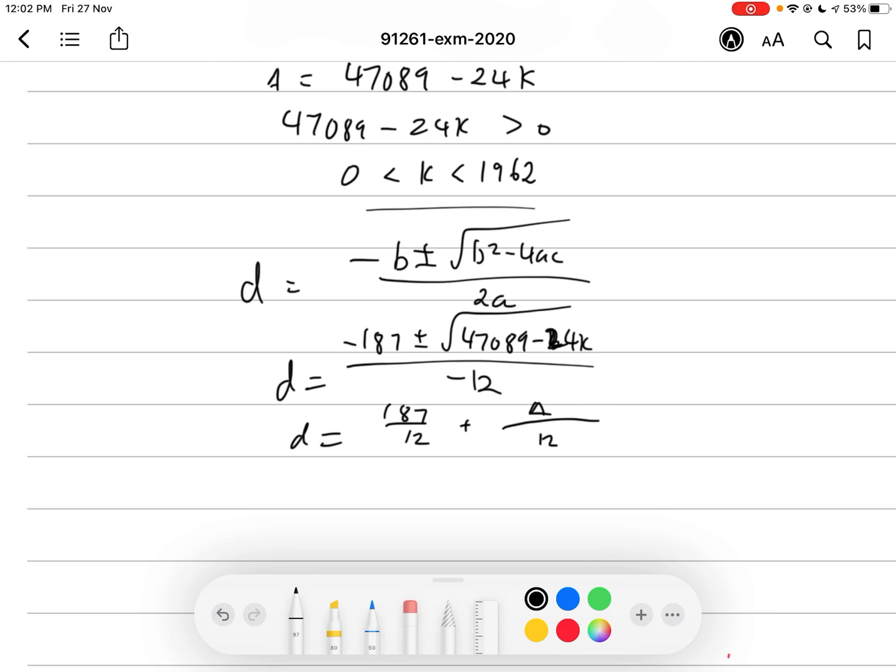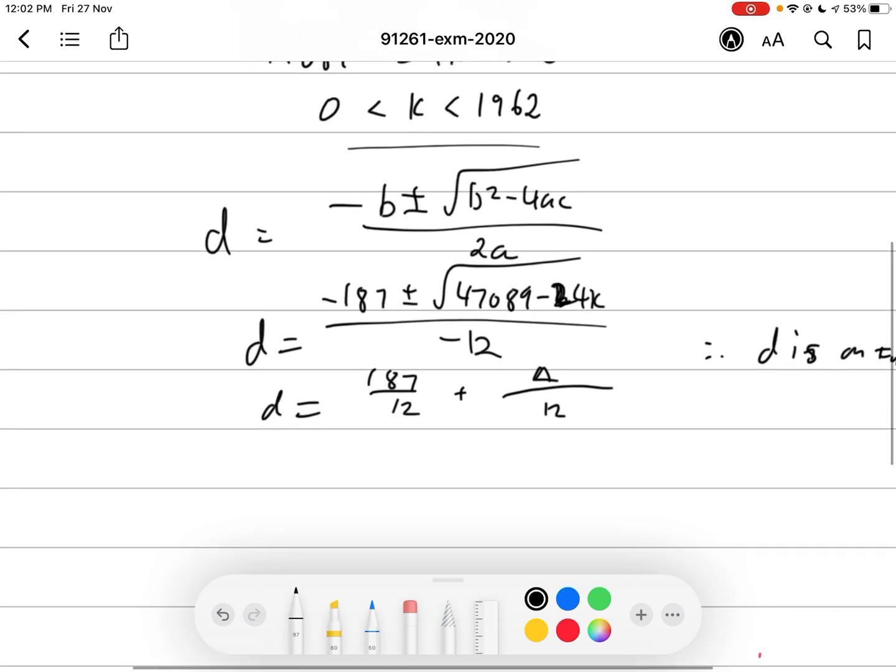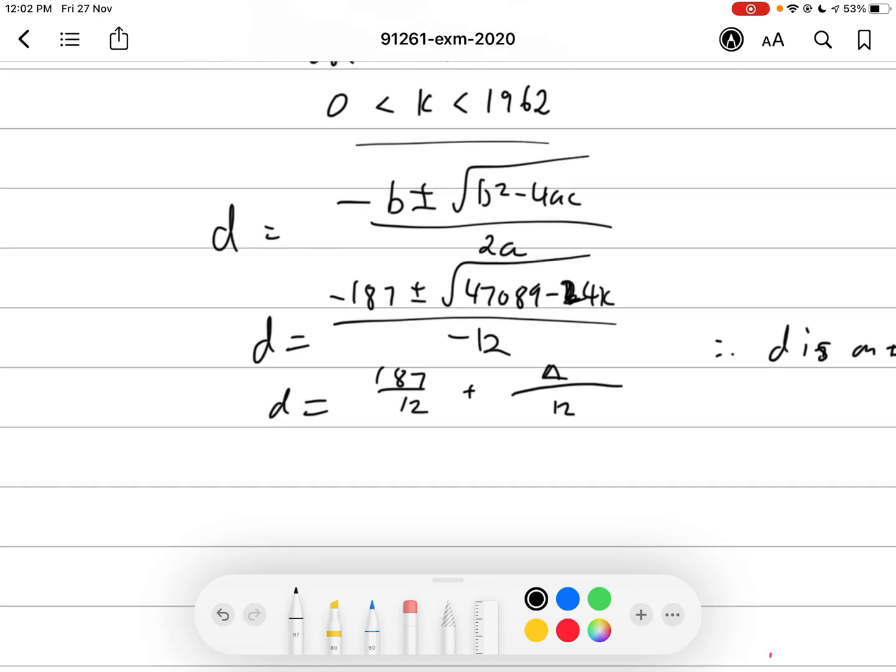That means that anything that happens is just in a whole number of days. So therefore, we know that d is an integer. Now we're looking at this formula, so that's plus or minus, 187 over 12 plus or minus the discriminant over 12. In this case, we're going to be looking at what can yield a whole number for d.